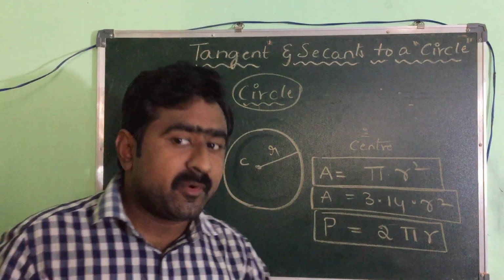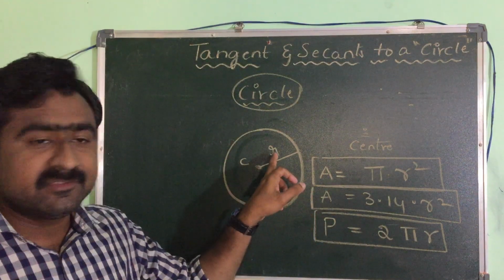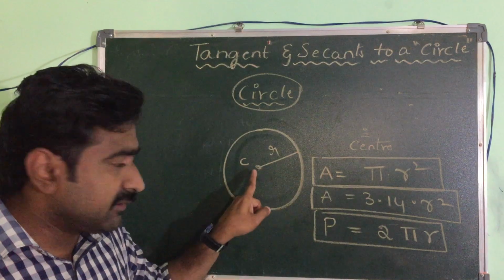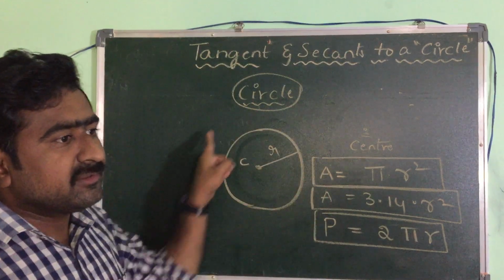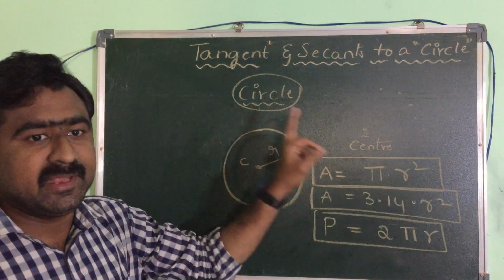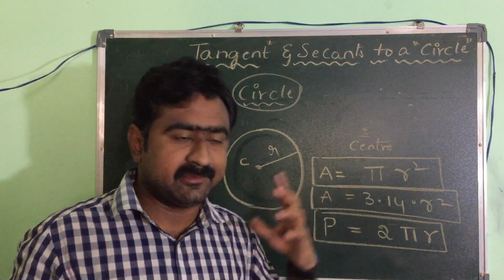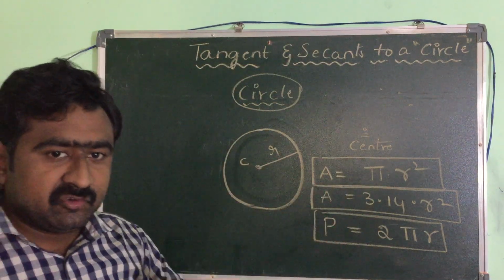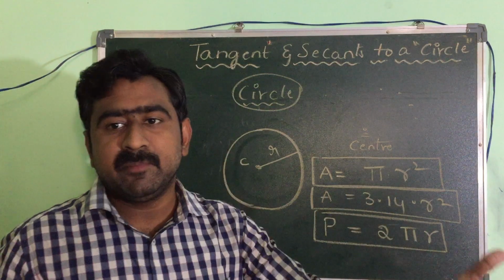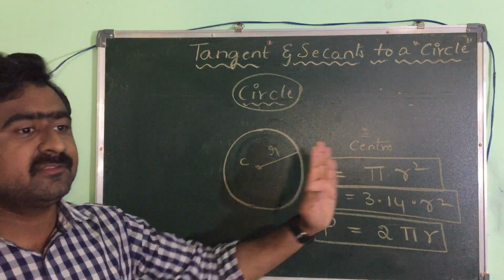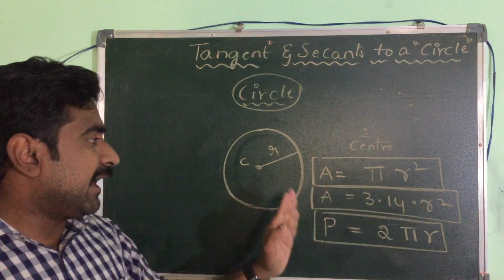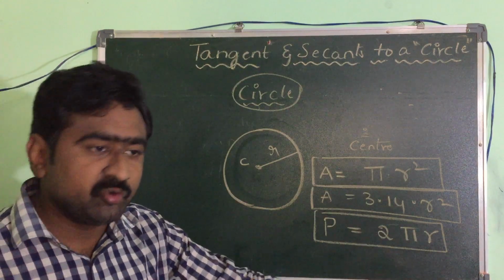And we need to know what is the meaning of radius. So radius is nothing but the distance between the center to any point on the circle. The distance between center to any point on the circle is called radius. Okay, and after that one we need to know how to calculate the area and perimeter of a circle. So area of a circle is given by the formula pi r square, and perimeter of a circle is given by a formula 2 pi r.